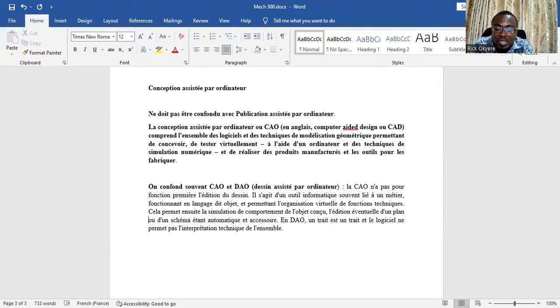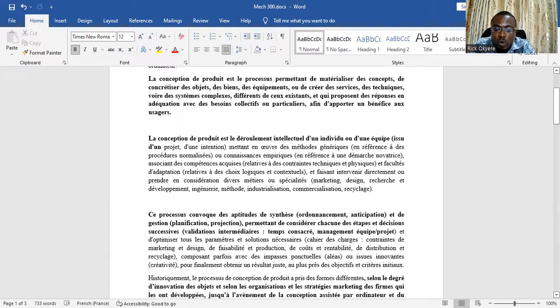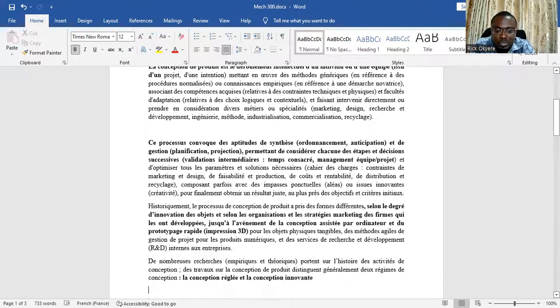So to summarize, we looked at the definition of what conception de produit is. We looked also at the processes that a product conception goes through and the tools that are needed to make it a reality. We said that a conception de produit can either be done by an individual or by a group of people. And we said historically, conceiving a product depends on two things: the kind of innovation you want to do, and the marketing strategy or the marketing plans of the company that is involved.